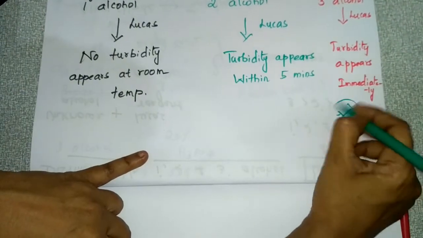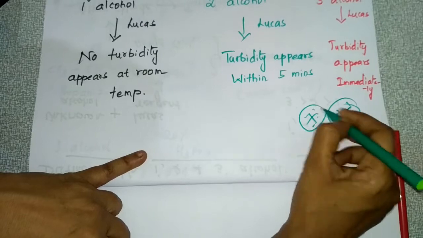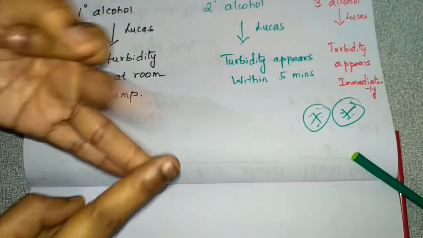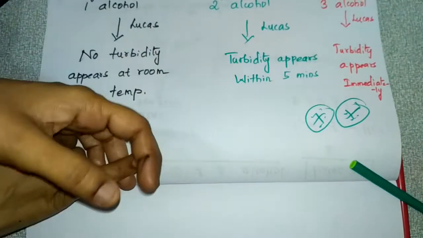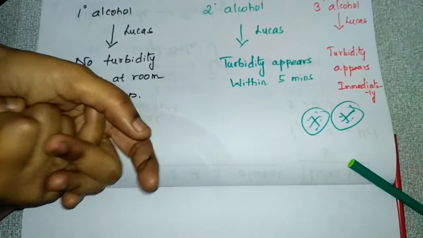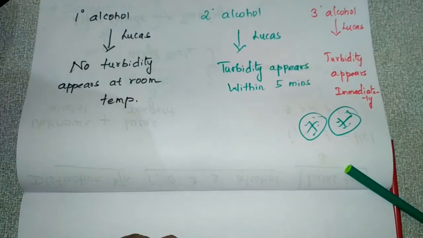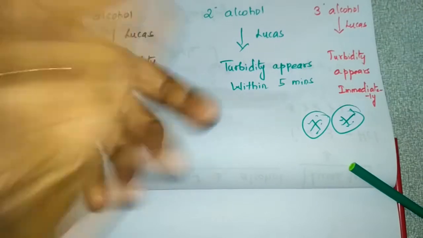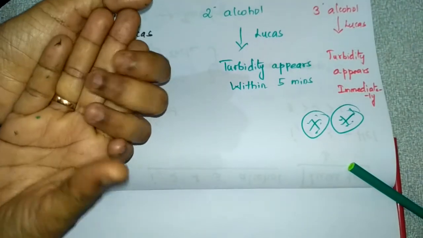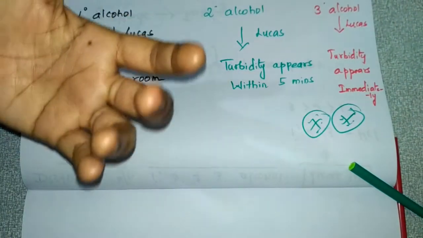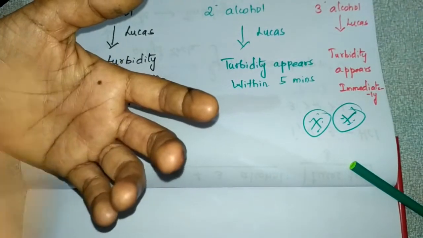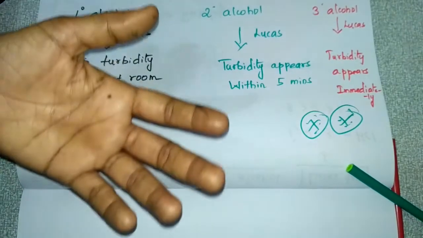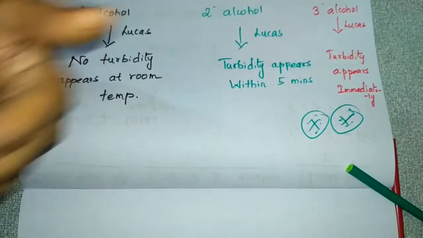So this is a very important test. How will you differentiate primary, secondary and tertiary alcohol? By using Lucas reagent. What is Lucas reagent? It is a mixture of concentrated hydrochloric acid and anhydrous zinc chloride. If you add it to the alcohol, based on the appearance of turbidity, you can differentiate primary, secondary and tertiary alcohol. The turbidity won't be the same for all three alcohols; it will be different.